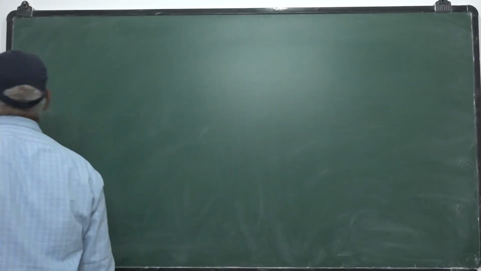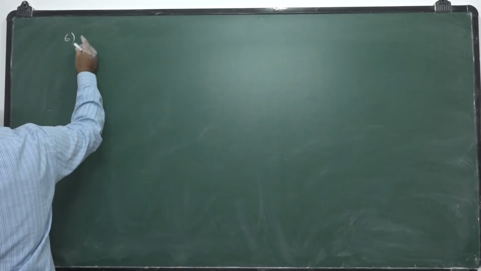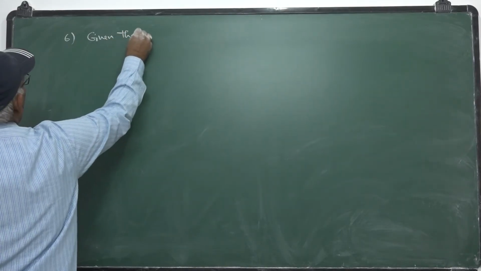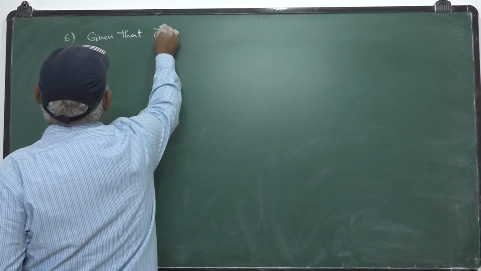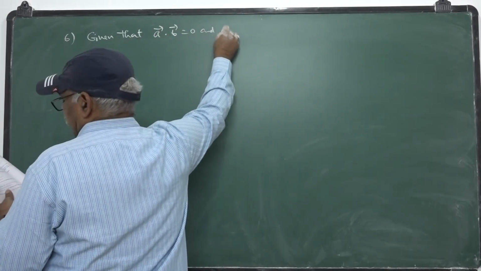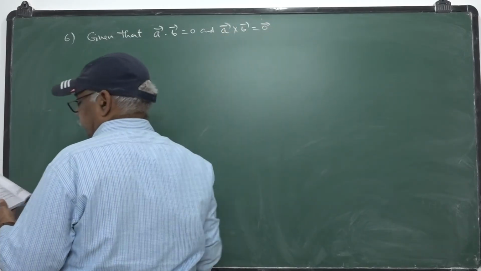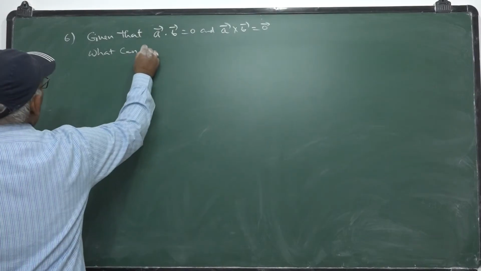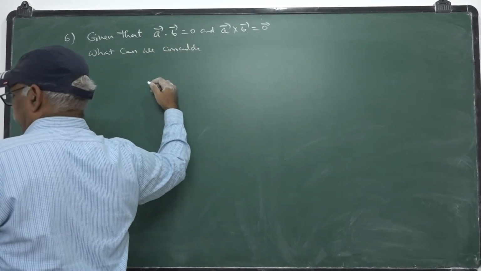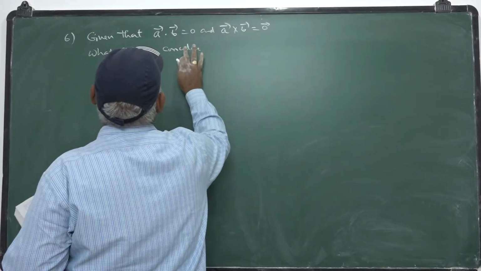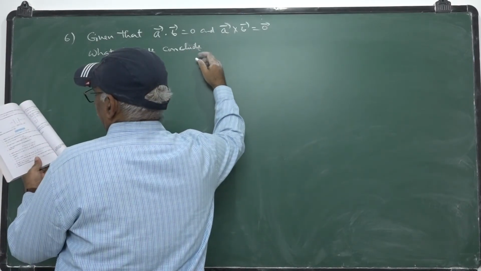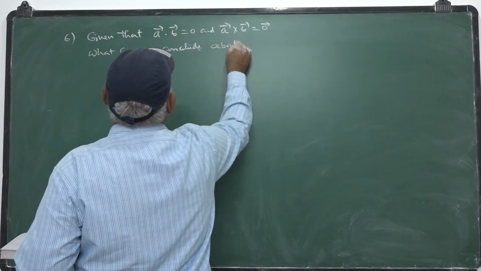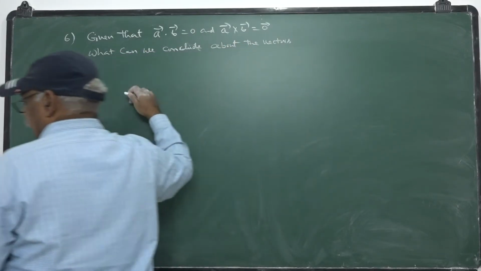Next one. Sixth problem. Given that A bar dot B bar is 0 and A bar cross B bar is 0 bar, what can we conclude about the vectors A bar and B bar?